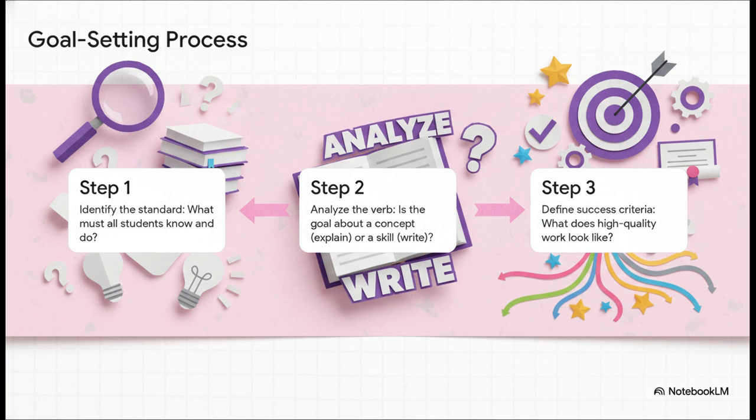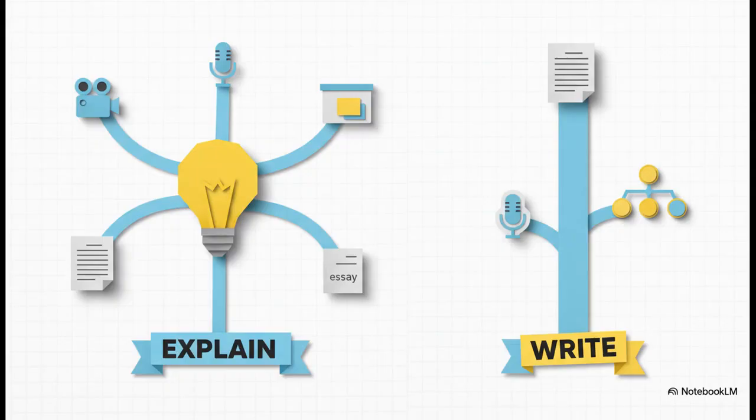Step 2, and this is the magic key right here, you zoom in on the verb. Does the standard say explain or analyze, or does it specifically say write? That verb tells you everything about where you have wiggle room. And finally, step 3, you define your success criteria. What does a great final product look like, no matter which path a student took to get there? And that verb really is the whole game. Let's say your standard is explain the causes of World War II.